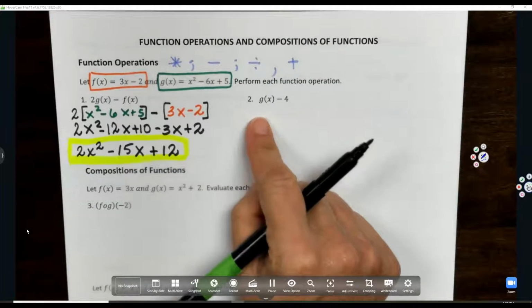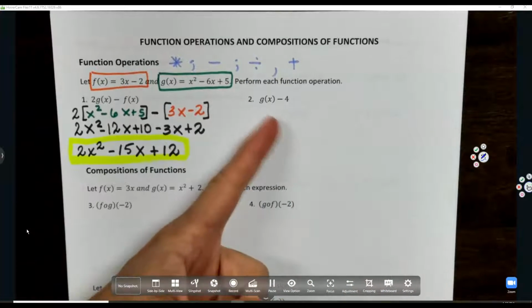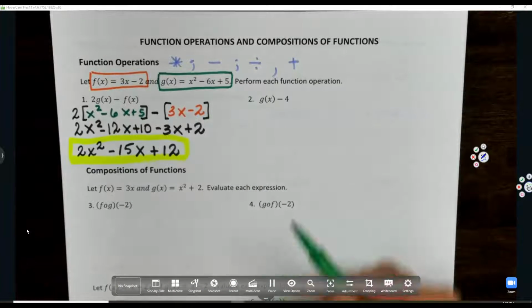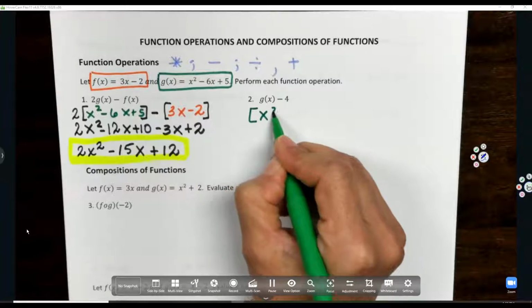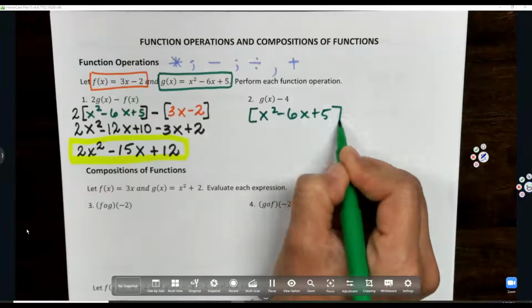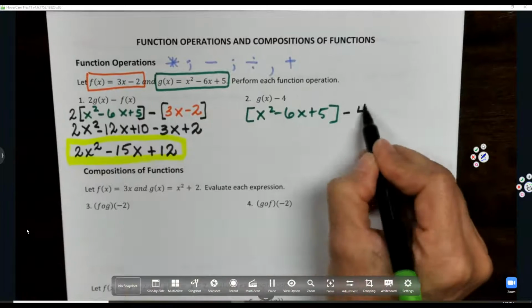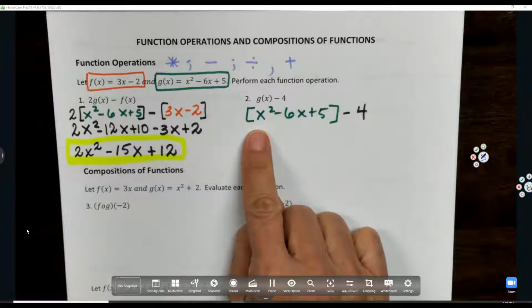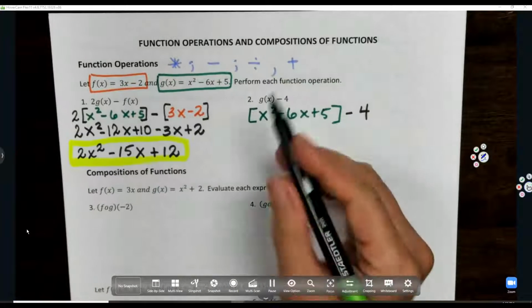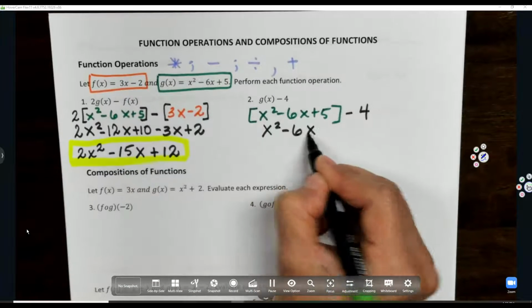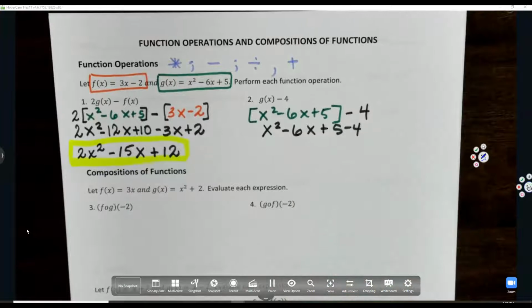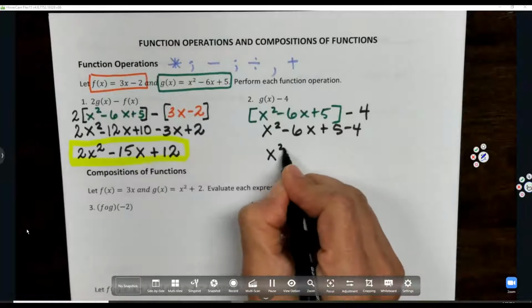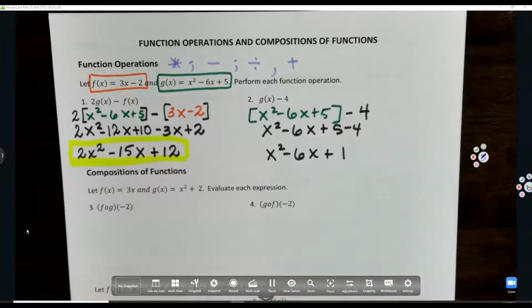All right. So for number 2, all we're doing is taking g of x and subtracting 4 from it. So remember, g of x is x squared minus 6x plus 5. And remember, it's minus 4. And y'all, I use those brackets just so you can see where I plugged it in. But the brackets don't really mean anything. I'm just showing you where I substituted it in. So really, guys, all we have to do is do 5 minus 4 for number 2. So 5 minus 4 is going to give you x squared minus 6x plus 1.